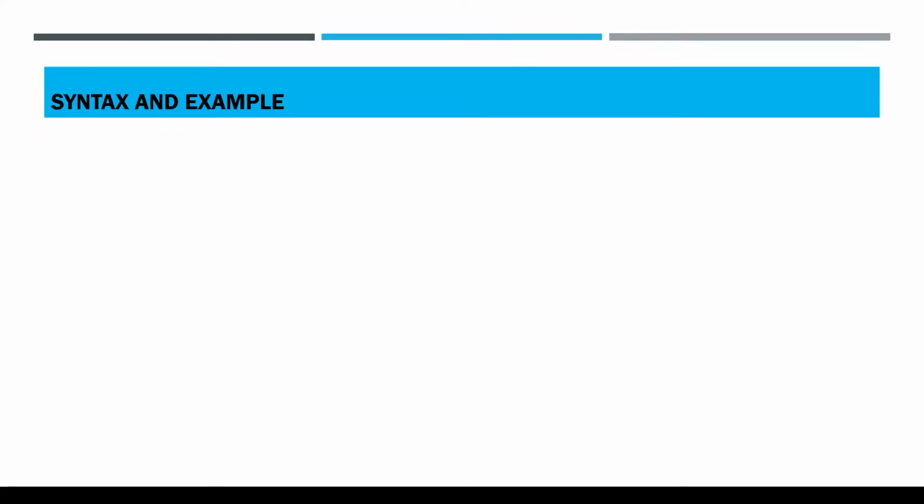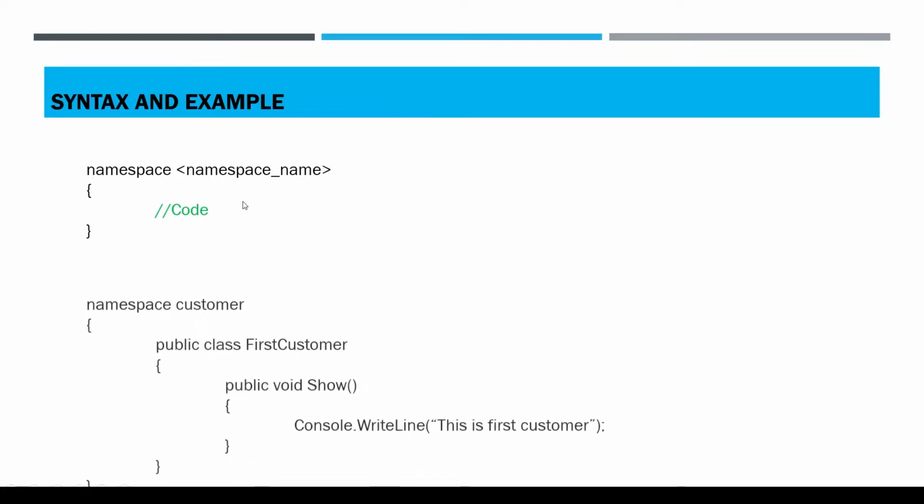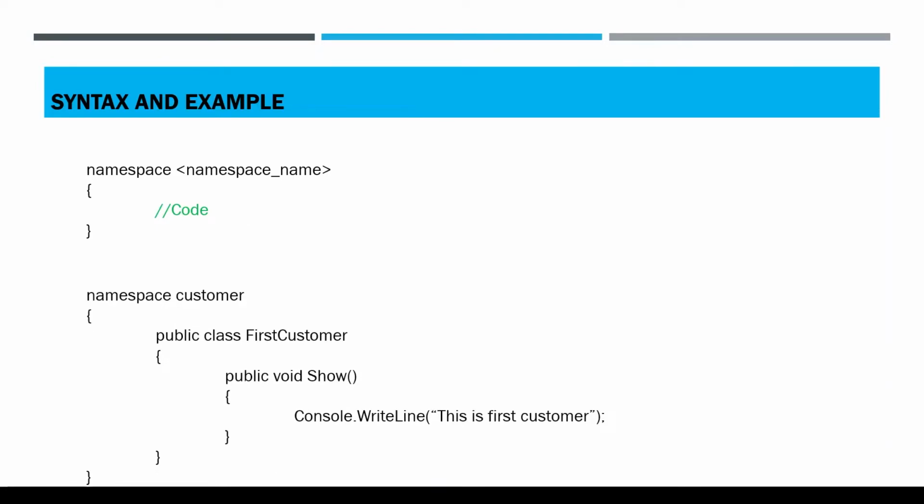Now let's understand the syntax of the namespace. To create a namespace, you have to write the keyword namespace followed by the name of the namespace that you want to give. Then you can write all of your code inside that namespace. For example, here Customer is the name of the namespace. That namespace contains a public class called FirstCustomer, which contains the public method called Show, and that method simply prints that this is FirstCustomer on the console.